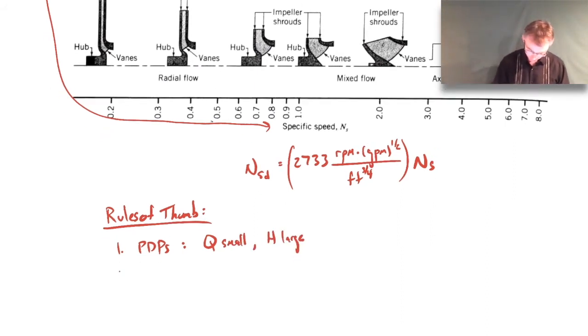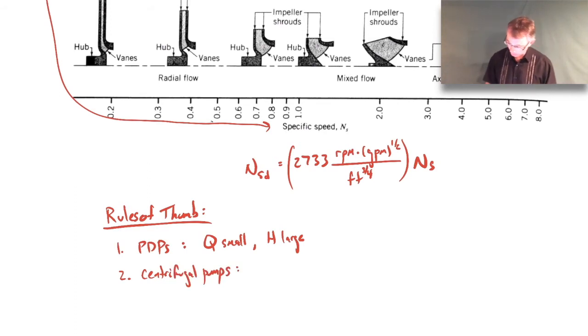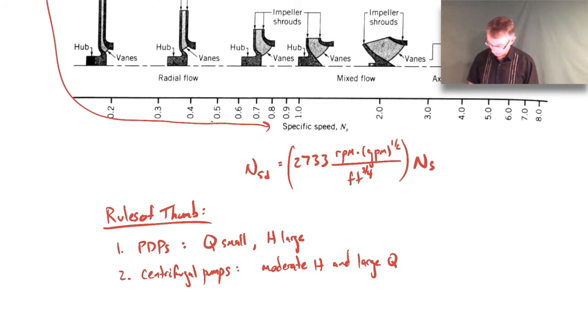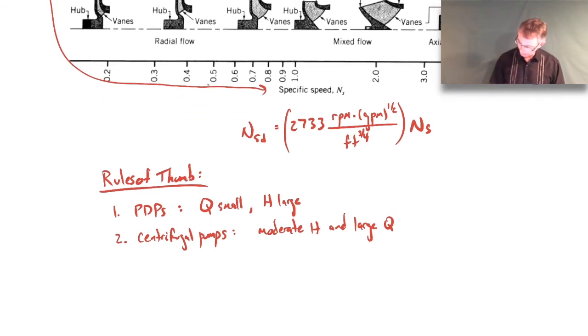Centrifugal pumps, these are a type of dynamic pump. So centrifugal pumps are for moderate Q and moderate head rises and large flow rates. Okay. For very large head rises, sometimes you'll actually put multiple pumps in series, and so that's like a multi-staged pump. So we'll just make a note of that.